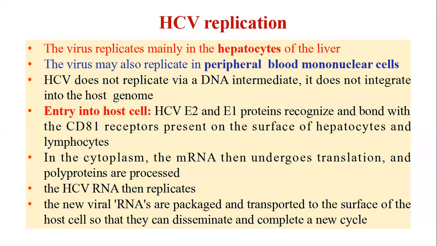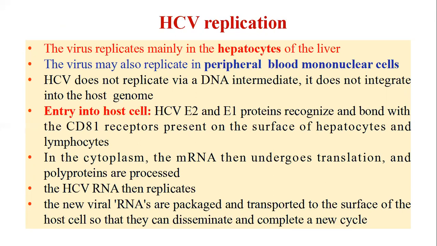Now, how does it replicate? Mostly HCV replicates in the hepatocytes of the liver. The virus may also replicate in PBMCs, meaning peripheral blood mononuclear cells. It does not replicate via a DNA intermediate, meaning it does not integrate into the host cell genome like HBV, so it does not form any proviral DNA.